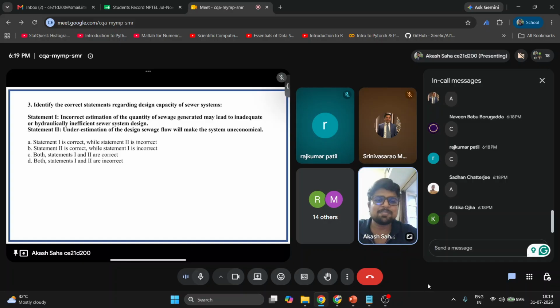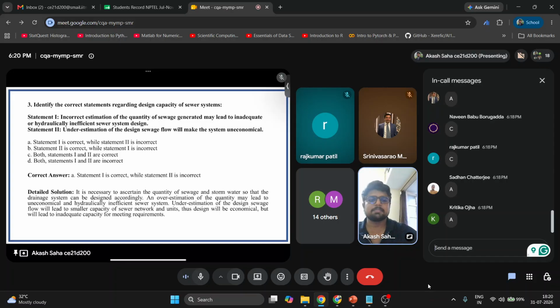It will make my system cost effective, but it would not be able to carry the load. So that is the problem. So statement 2 is incorrect, while statement 1 is definitely correct, because I think no one thinks statement 1 is incorrect. So for statement 2, you have to be careful, because underestimation of design sewage flow will make my system not uneconomical, but rather economical. The same thing has been written here. So please be careful with the words, right?